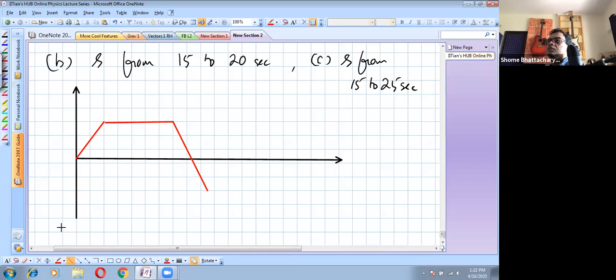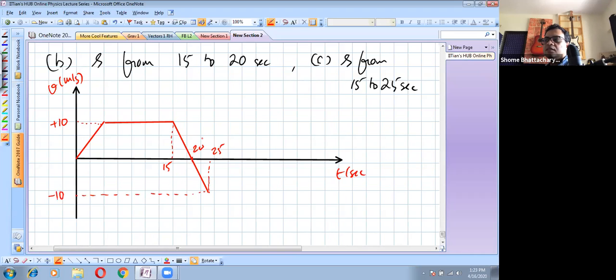Let's say it was something like this. Now my graph may not be 100% accurate, so let's not worry about that. But plus 10. Okay. This is 15 seconds. This is 20 seconds. And this is 25 seconds. And this is minus 10 meters per second.